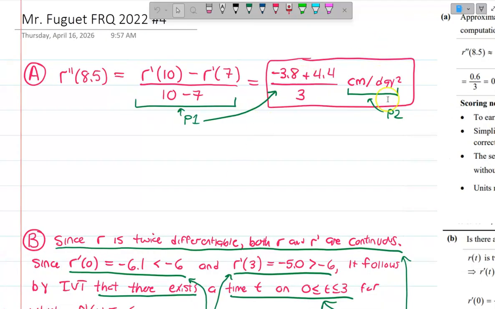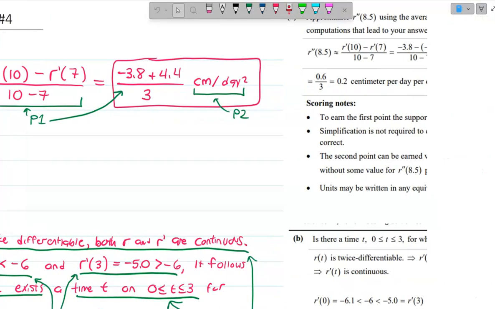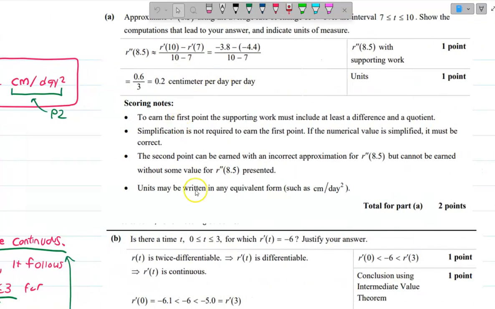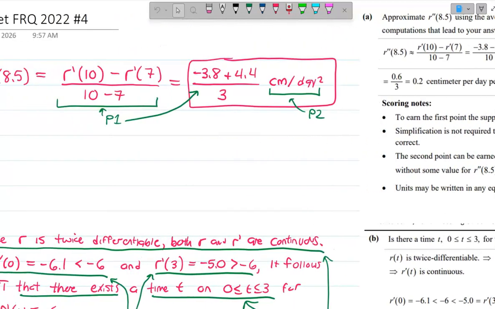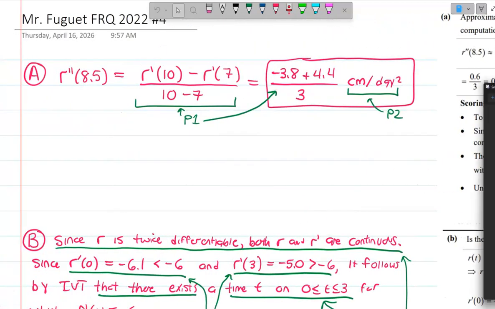The second point was strictly because of units, and that's because at the end it says to indicate units of measure. Since we're talking about a rate, it's centimeters per day, which I wrote as centimeters per day squared. So I'll go ahead and scroll over here. You can pause if you want to read over the scoring notes, but those are your first 2 points for part A. Okay. Now let's look at part B.